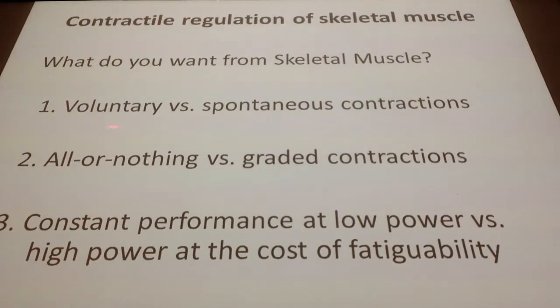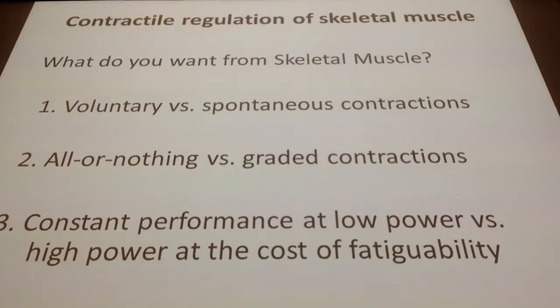So for skeletal muscle, it is voluntary. It's all or nothing. And what does it mean by all or nothing? When you hear all or nothing contraction, you think about the fact that there is a huge amount of calcium ions being leaked into the cytosol, right? And all of the myosin heads are interacting with the microfilaments all at once. So that's all or nothing.